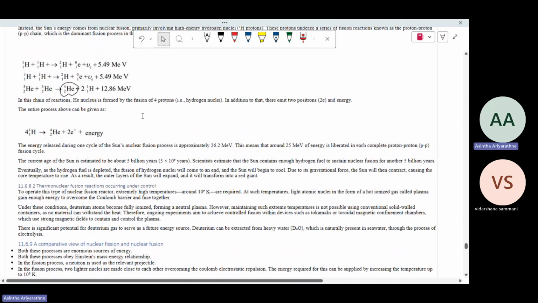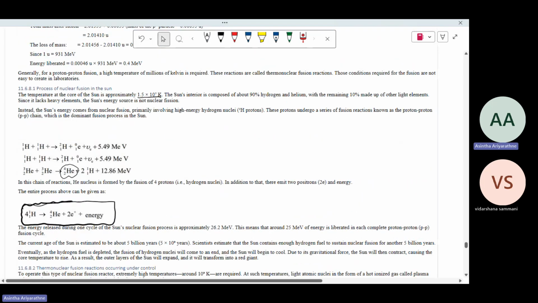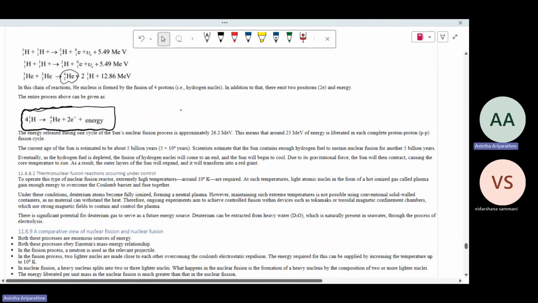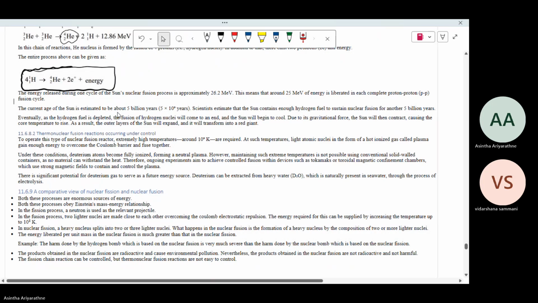And so this is the basic nuclear fusion process that happens in the sun. Right? By combining 4 hydrogen atoms, a helium nucleus is formed, and in addition 2 positrons, and energy is released.